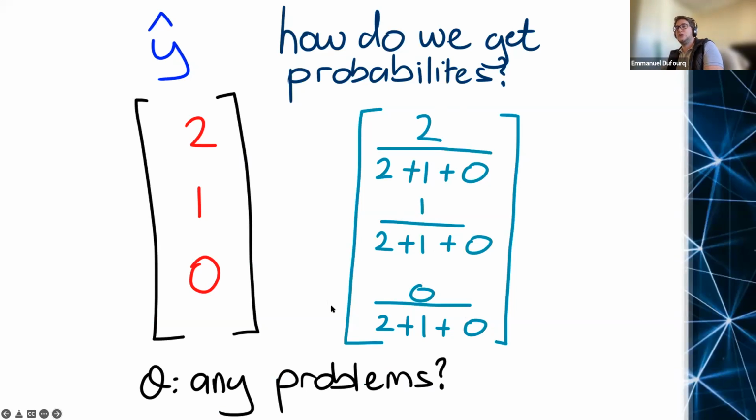Now this is one option. Can you think of any potential problems with this approach of just taking the value and dividing by the sum of the values? What would be one potential problem with this? Anyone want to take a guess?